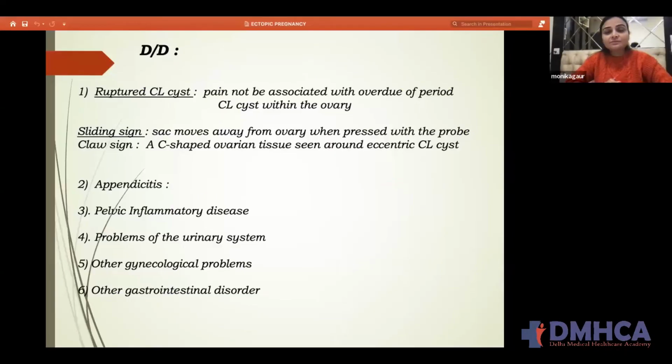It's not every time that we see a lady with pain and bleeding and it is going to be an ectopic pregnancy. The other entity which can confuse us is ruptured CL cyst. Pain not associated with overdue of period, CL cyst within the ovary. These are the points which can differentiate it.